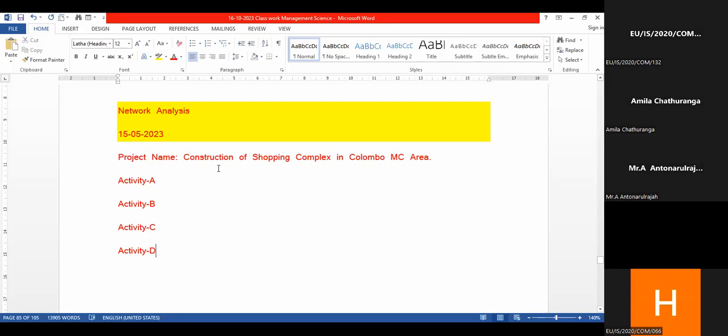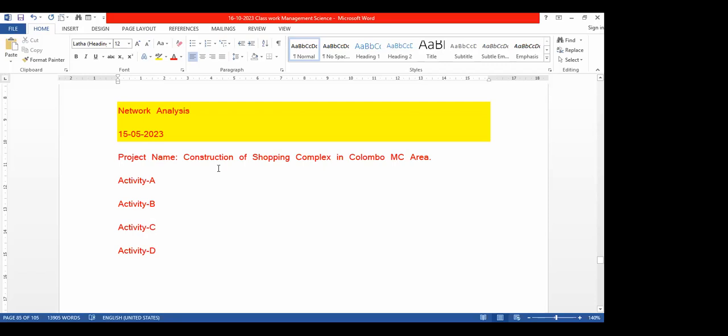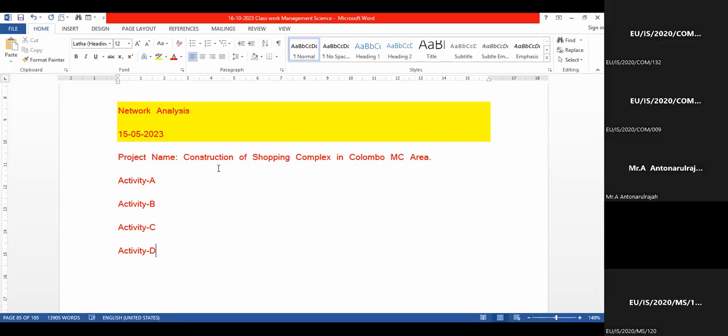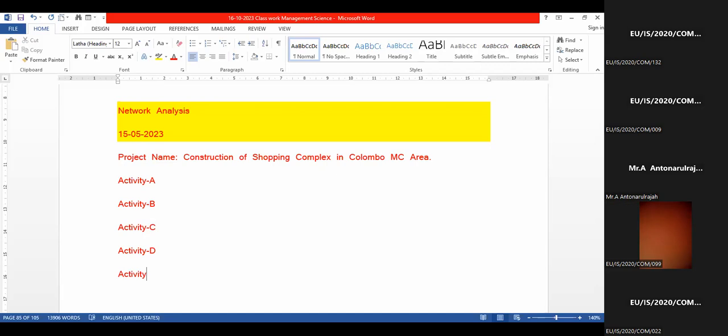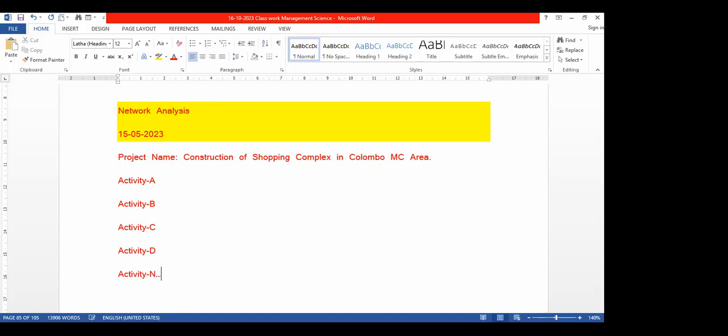So the construction of a shopping complex in the Colombo MC area, that is project A. So that is activity 1, activity 2, activity A, activity B, C, like n number of activities are needed. Activity N, where N stands for the number of activities.